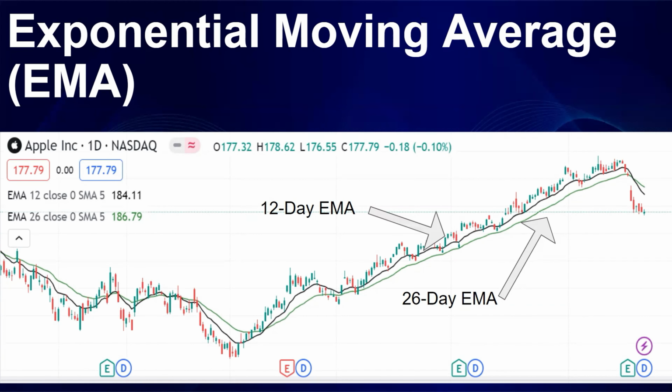For a start, we will talk about the MACD line first, and appreciate its construction before we move on to the histogram. This is what a 12-day and 26-day EMA looks like. The 12-day EMA is the black line, and the 26-day EMA is the green line on this Apple chart.